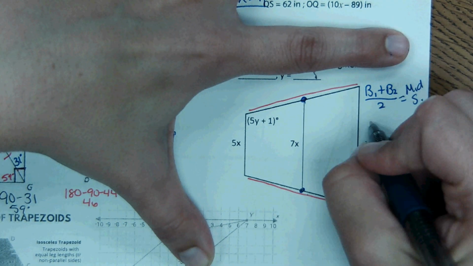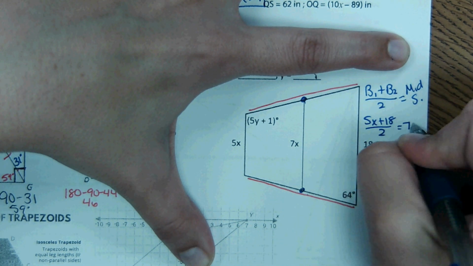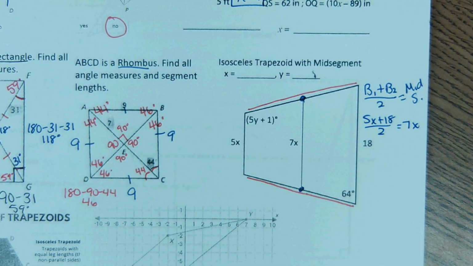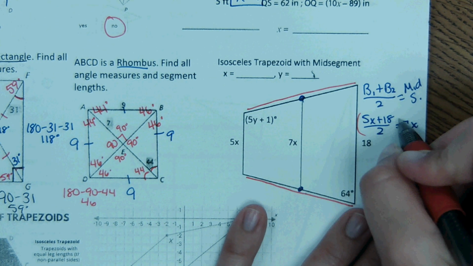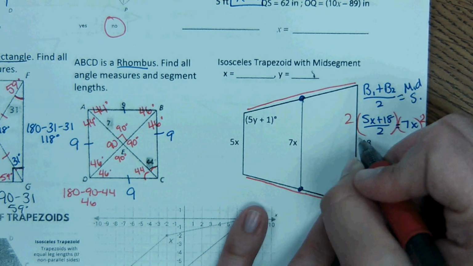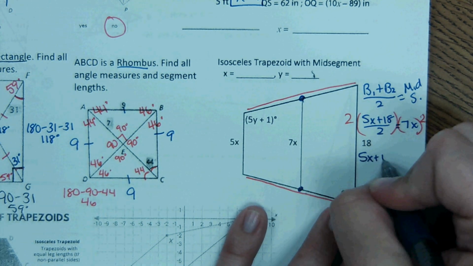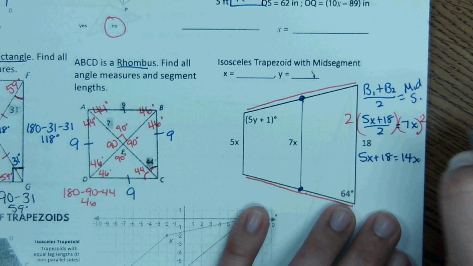So 5x plus 18 divided by 2 equals 7x. So to solve for x, first multiply both sides by 2. Then I get 5x plus 18 equals 14x.